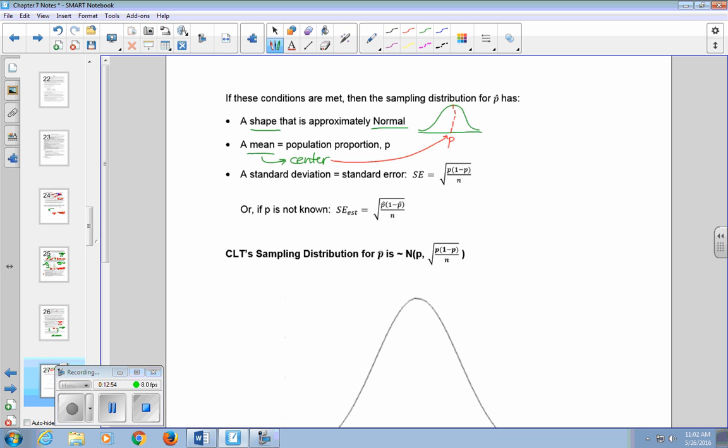It also has a standard deviation that we can predict. Again, we call this a standard error because we're dealing with the sampling distribution. The standard error is equal to the same calculation we used earlier, square root of p times 1 minus p over n. And again, if p is not known, then you can use the estimated standard error. That EST right here means estimated.